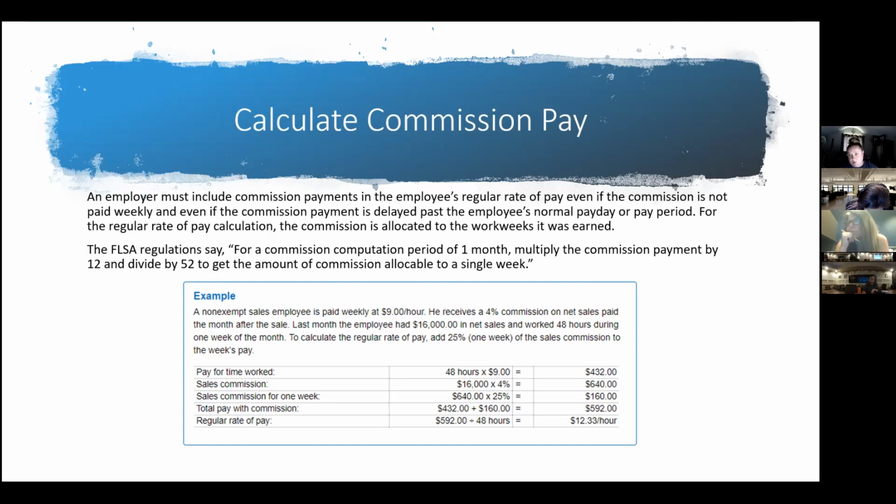So if we needed to go back and calculate any overtime that he was owed for that, which we probably would because he worked 48 hours in that week, we would use $12.33 as our regular rate of pay, multiply that by 0.5, and then multiply that by 8 because there were 8 hours of overtime in that week. Does that make sense? Cool.